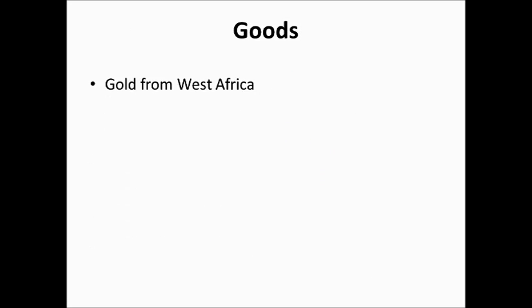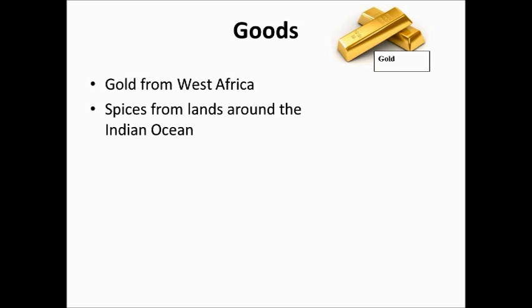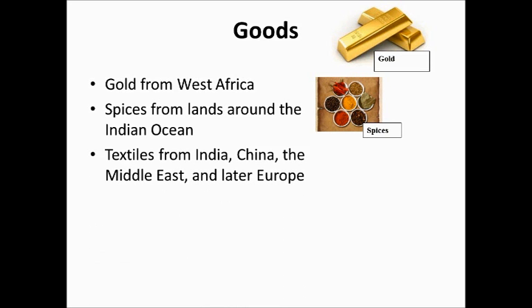Okay, so what goods were traded? Well, the main one was gold from West Africa, spices, all different types of spices, peppers and cinnamons and everything you could think of from the lands around the Indian Ocean. Textiles, not just from China here either.